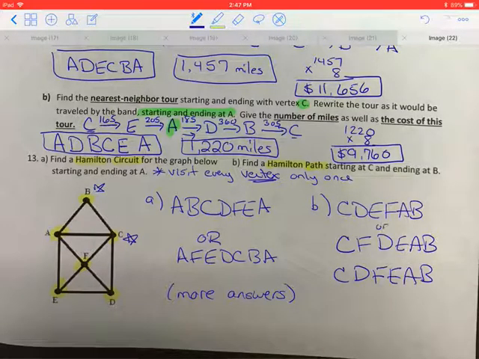So there's three possible ways to get a Hamilton path. So remember, it's not edges, that's Euler. When you're working with Hamilton, you're trying to visit every vertex.